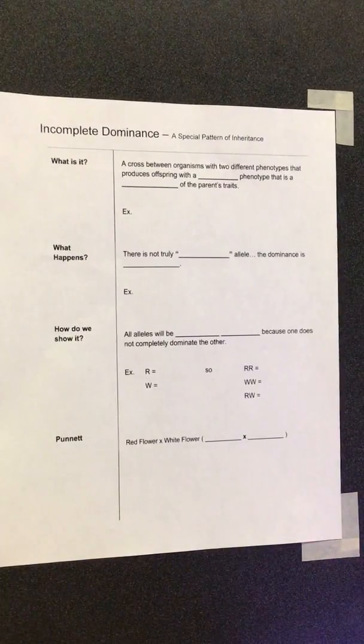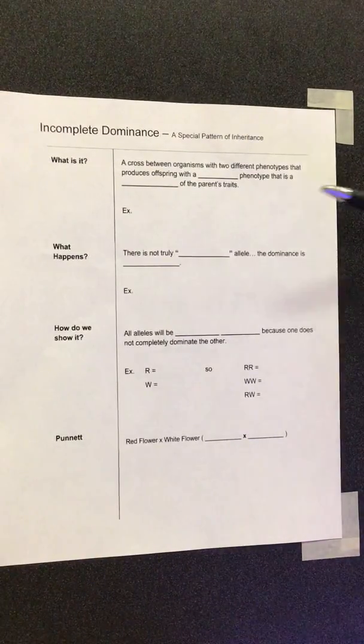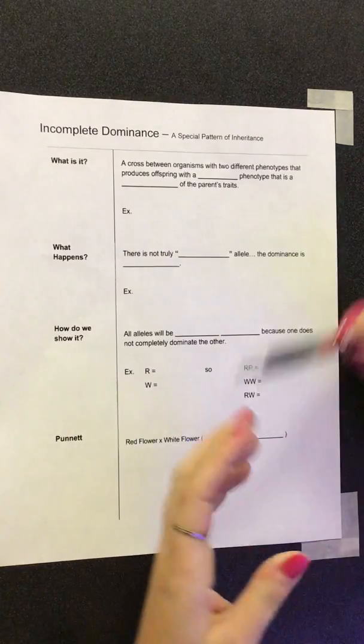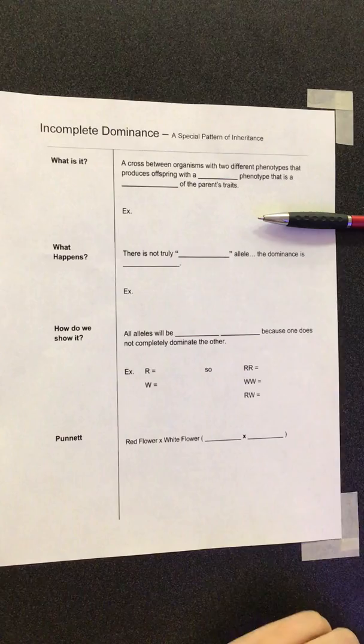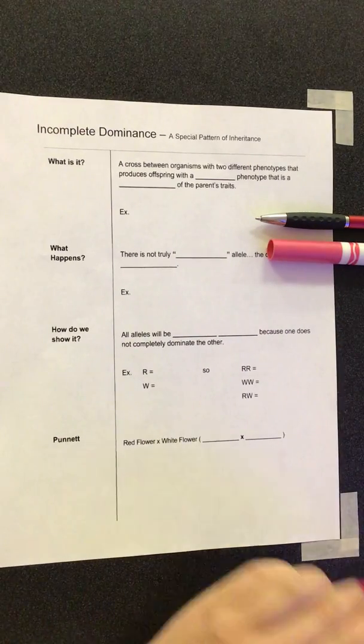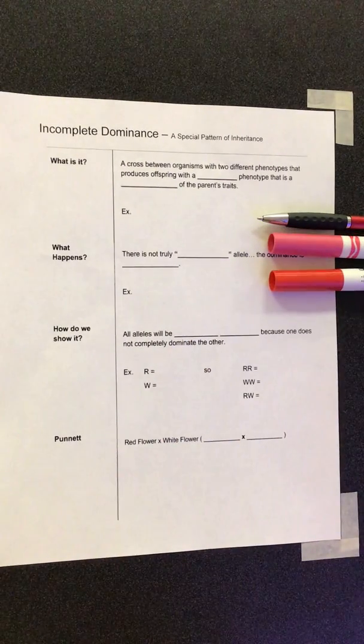For the incomplete dominance notes, you'll need a pen or pencil. I'm going to use a black pen. You'll need a pink marker or colored pencil and a red marker or colored pencil.